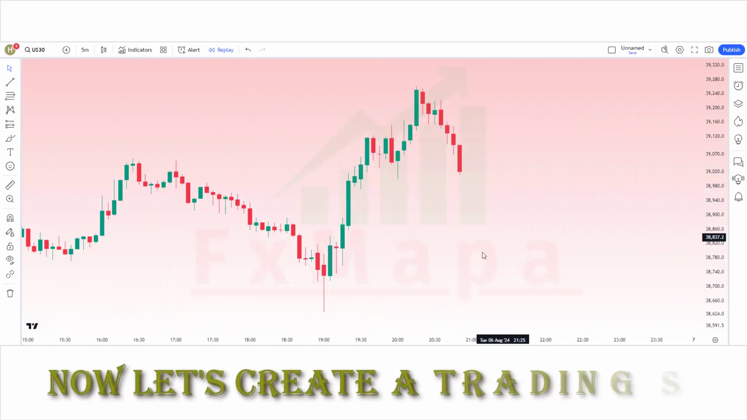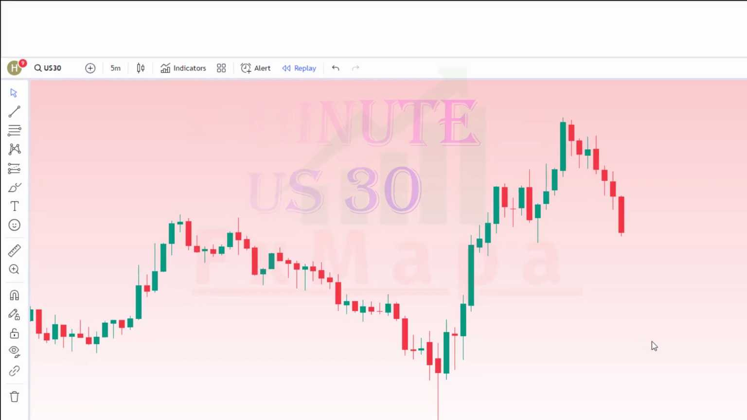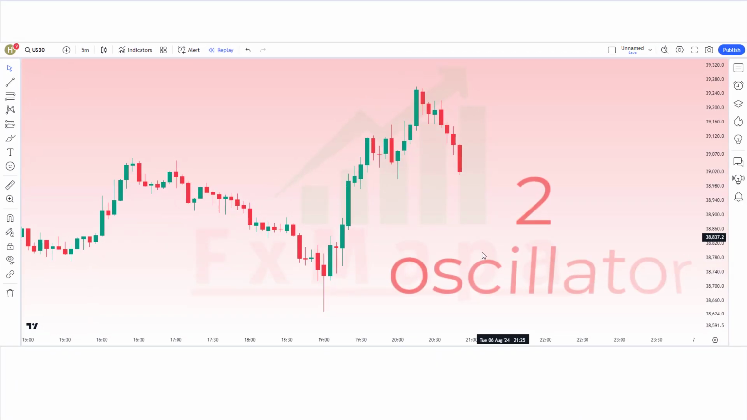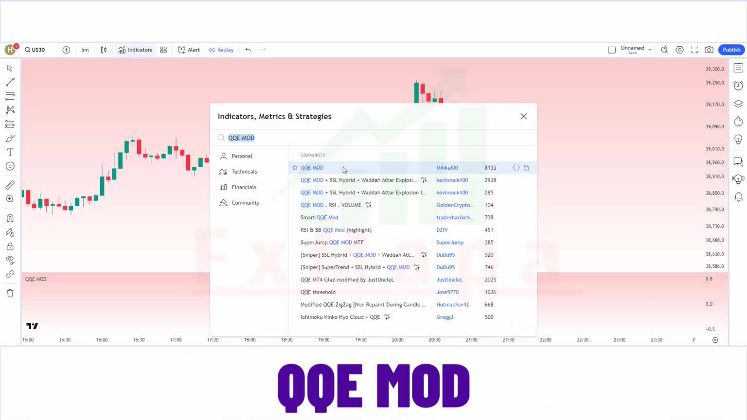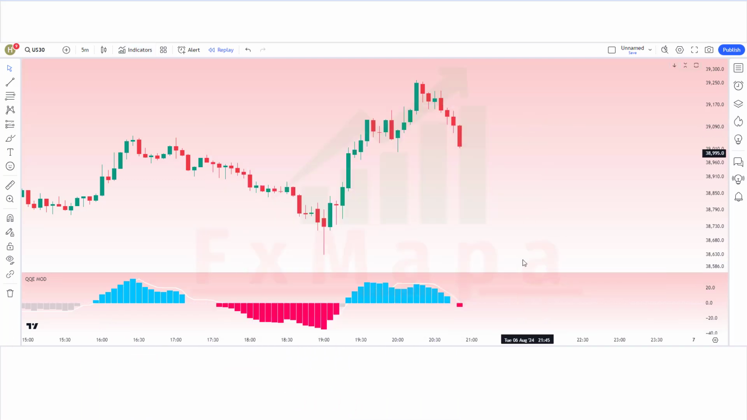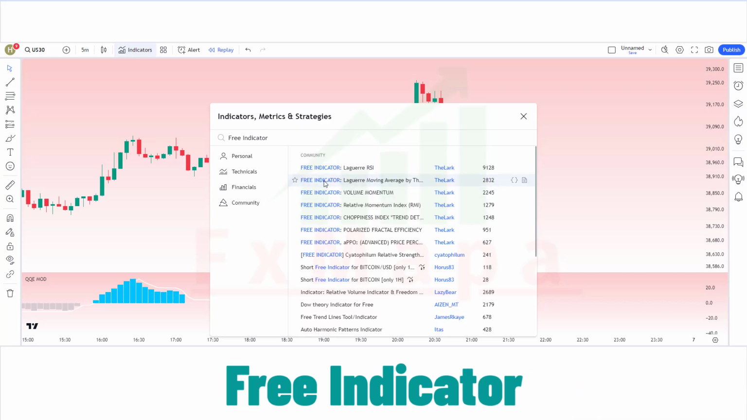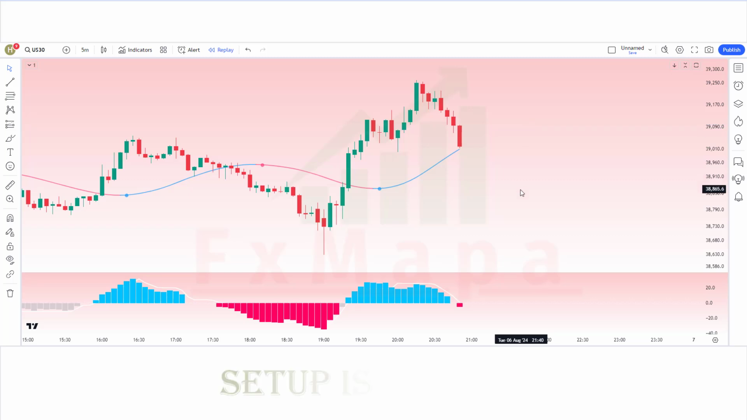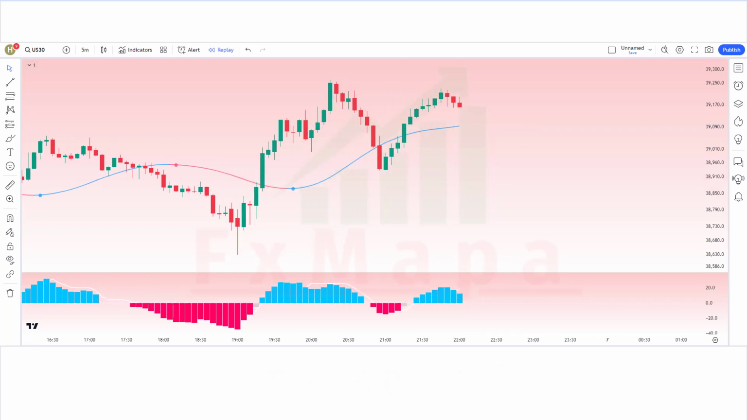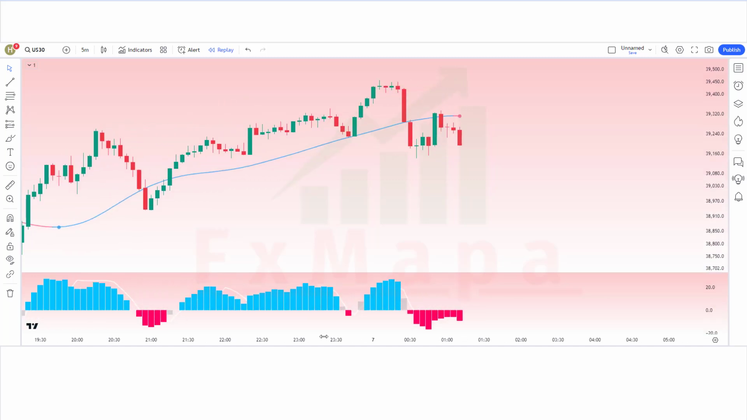Now let's create a trading setup. We are going to test this strategy on 5-minute time frame in US 30 chart. In this setup we would require two oscillators here. First indicator name is FxMAPA. Second indicator name is free indicator. Setup is ready. Now, let's understand the concept where we will take buy and sell trades based on their conditions.